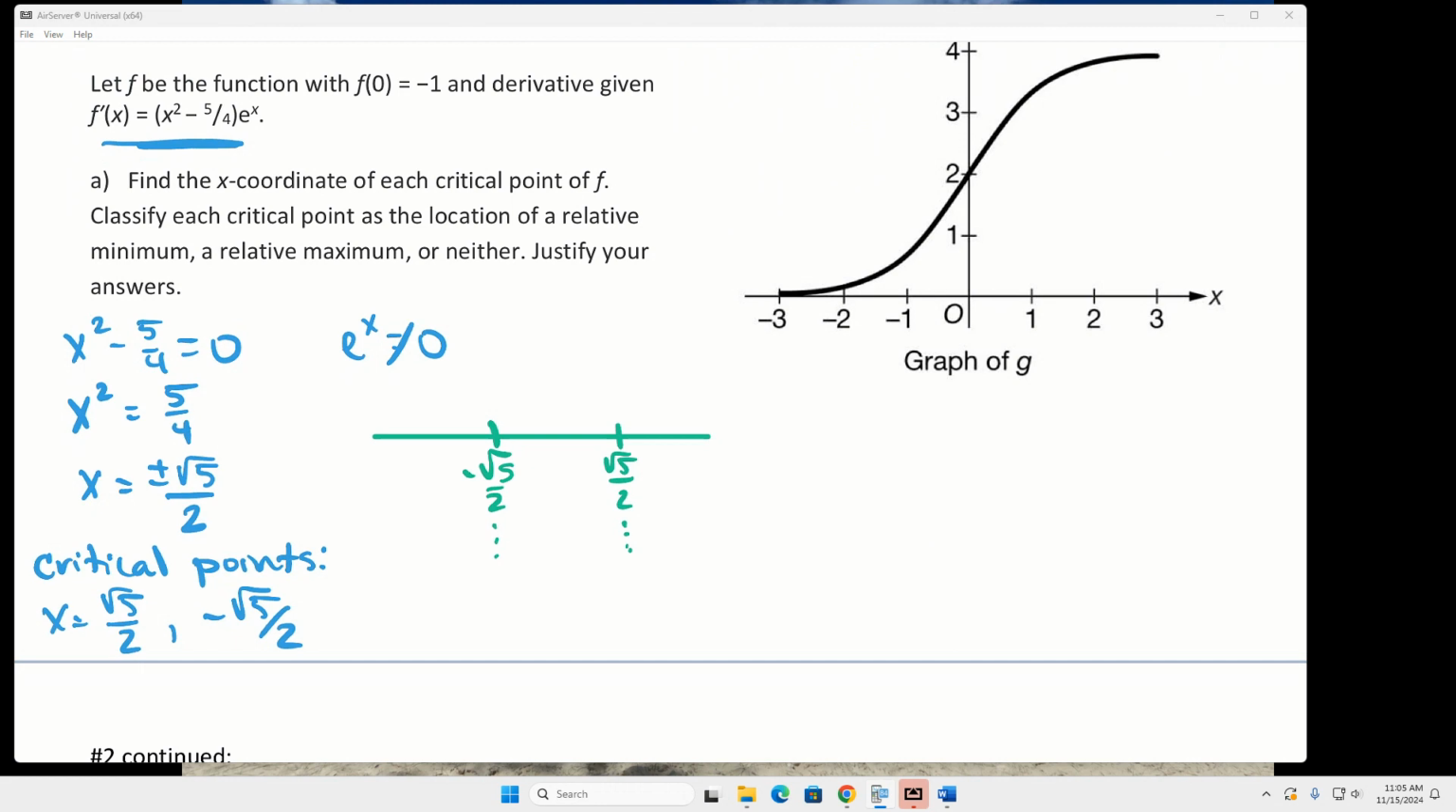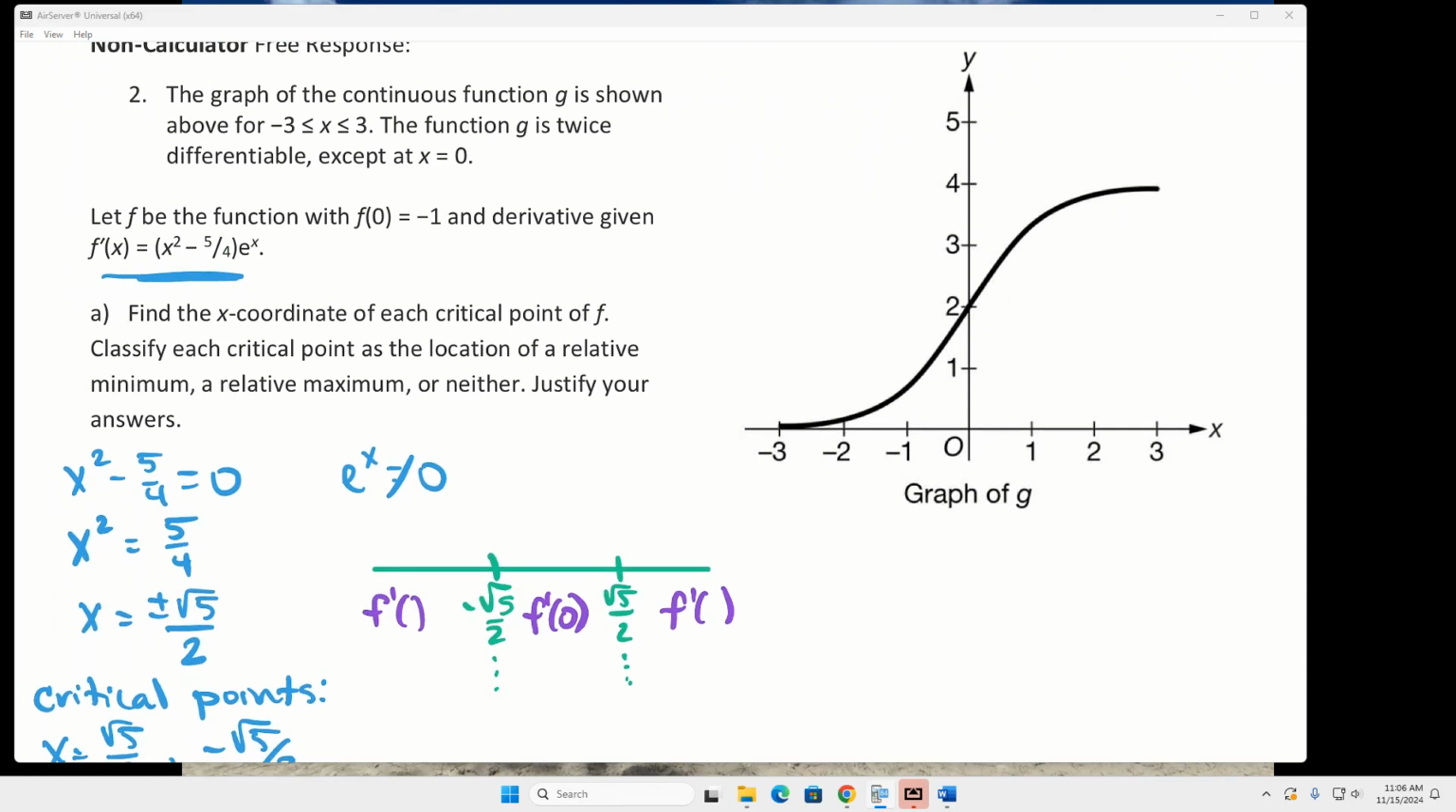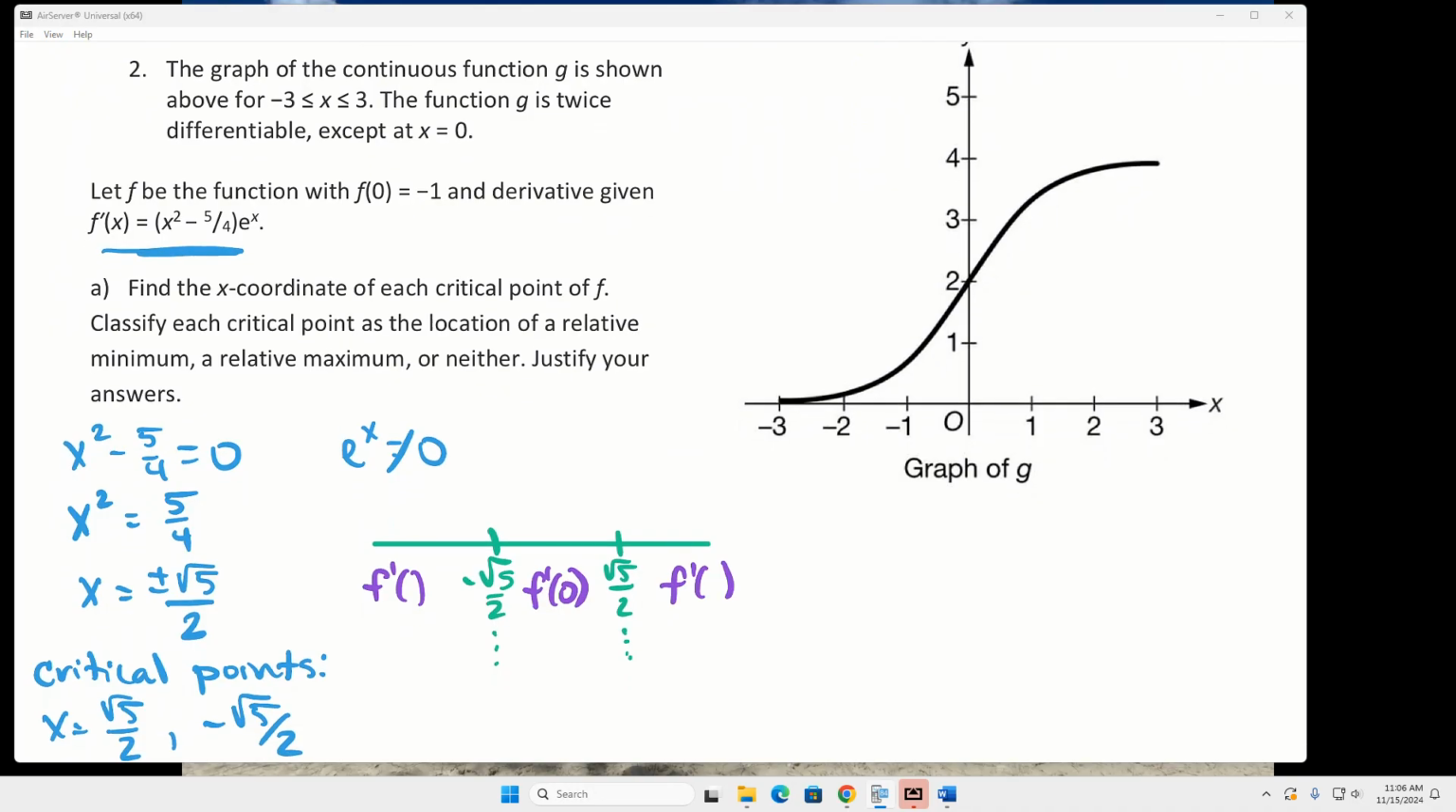And we're going to test points. So in between, I'm definitely going to test f prime of 0. This one is non-calculator. So we don't really know what the square root of 5 over 2 is, but can we know for sure a number that is smaller than the negative square root of 5 over 2? Like what number do you know for sure is smaller than that?